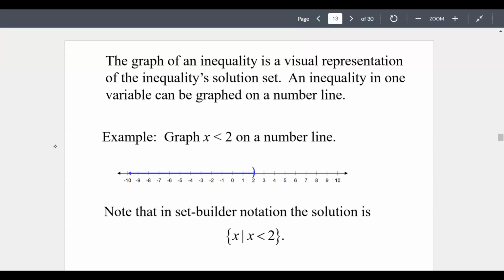Let me put a slight change here. So let's say we have this equality. We have the case of something is less than or equal to, or greater than or equal to. What this means is that we're going to actually touch 2. So we have everything less than 2, and we actually reach 2 as well. So to signify that we actually touch that 2, we put a closed point there.